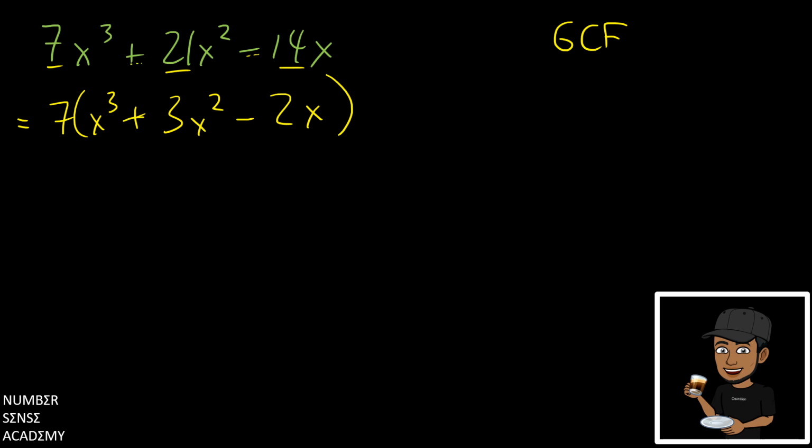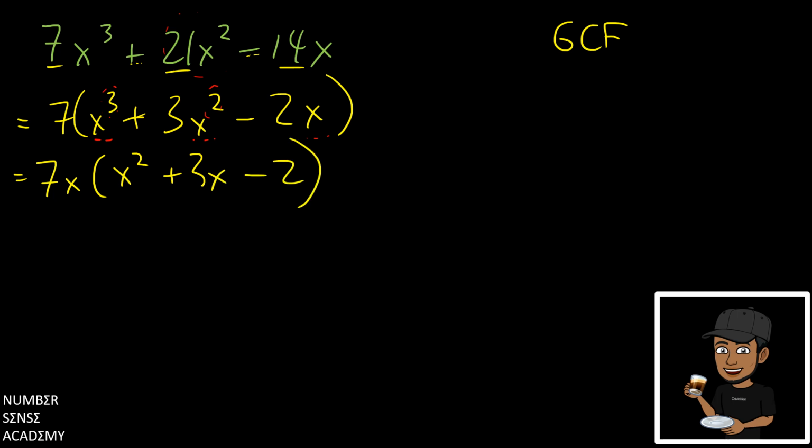I also notice that x is common in all of these. I have an x cubed, an x squared, and an x to the 1. Always take the lowest power of x, because if I were to take out x cubed, then when I multiply 7x cubed by 3, I'm going to end up with 21x cubed, but I really only have 21x squared. So it has to match. I have to take out the smallest x. What I end up with is 7x, and then this becomes x squared plus 3x minus 2.